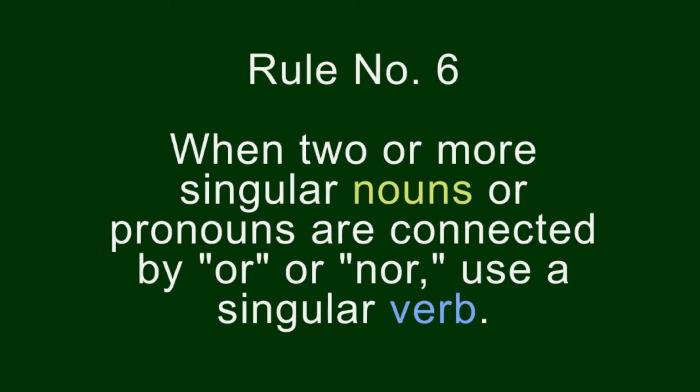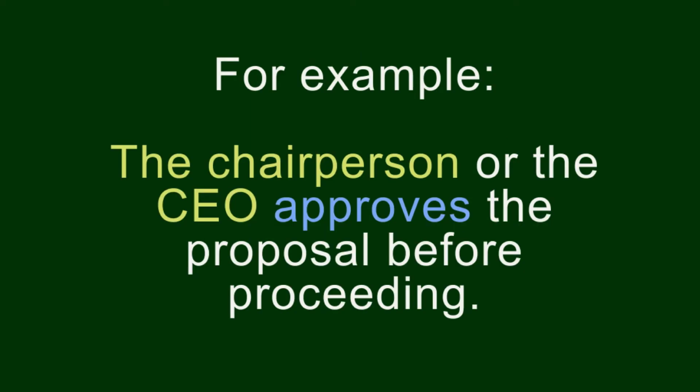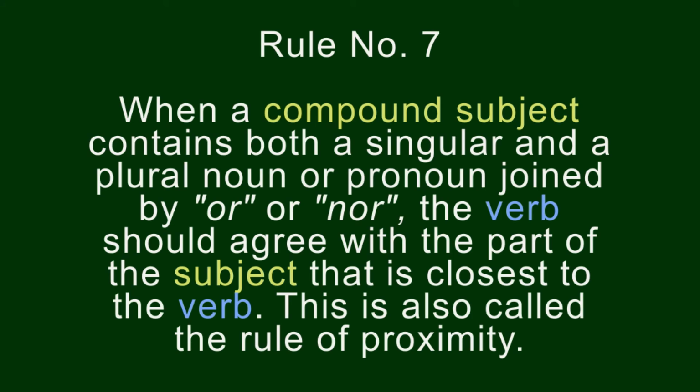Next rule, when two or more singular nouns or pronouns are connected by or, use a singular verb. For example, the chairperson or the CEO approves the proposal before proceeding. All right? Next, when a compound subject contains both a singular and a plural noun or pronoun joined by or or nor, the verb should agree with the part of the subject that is closest to the verb. This is also called the rule of proximity.